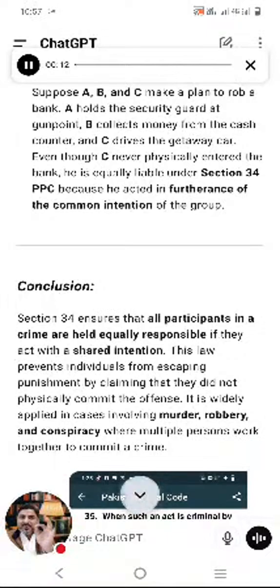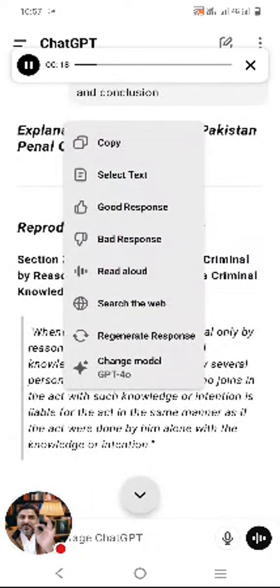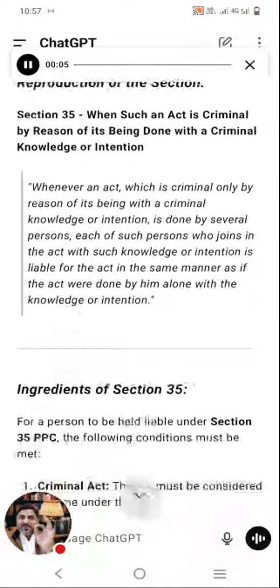Explanation of Section 30. When a criminal act is done by several persons in furtherance of the common intention of all, each such person is liable for that act. Explanation of Section 35, Pakistan Penal Code. Section 35. When such an act is criminal by reason of its being done with a criminal knowledge or intention.